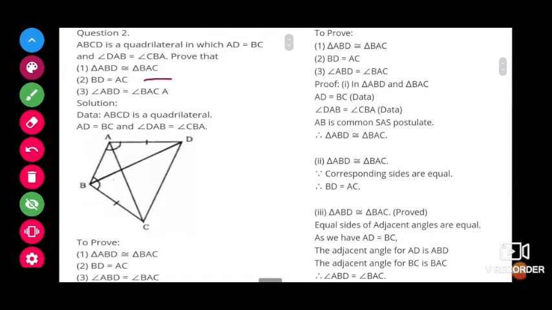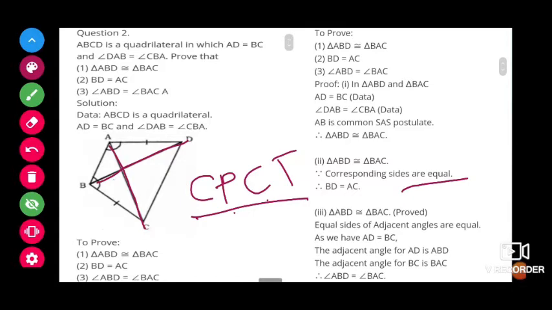Second one, what they are asking is BD is equal to AC. Which is BD? This is BD. This is AC. Yes, that is obviously equal. Why? Because just now we had shown that these two triangles are equal. If these two triangles are equal, automatically the corresponding sides, CPCT, corresponding parts of congruent triangles, will always be equal. So automatically this side and this side will also be equal.